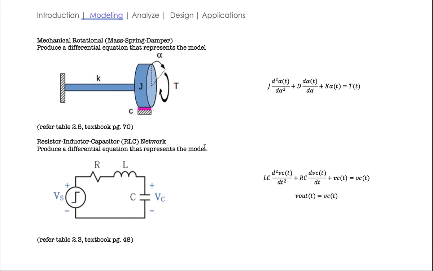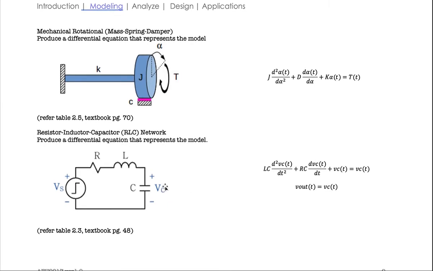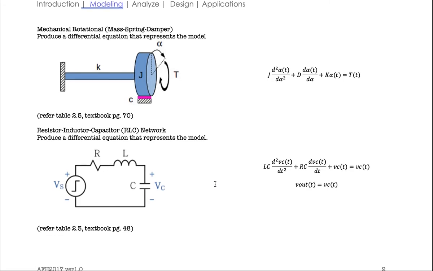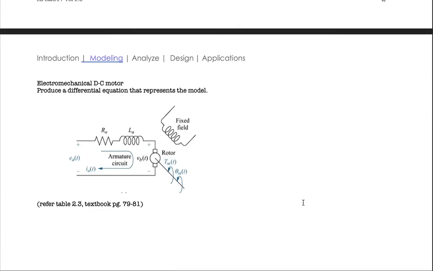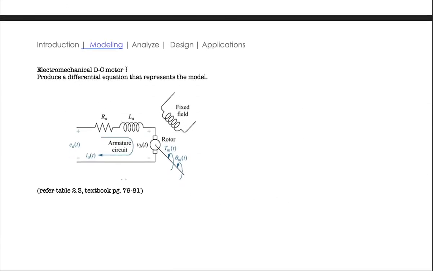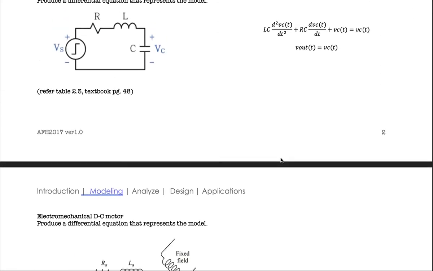For electronic circuits, we can simply model resistor, inductor, capacitor networks. So from here we could also do the same thing. Then we can produce this model in terms of a differential equation. The last one is electromechanical DC motors. So we can also model this into a differential equation.